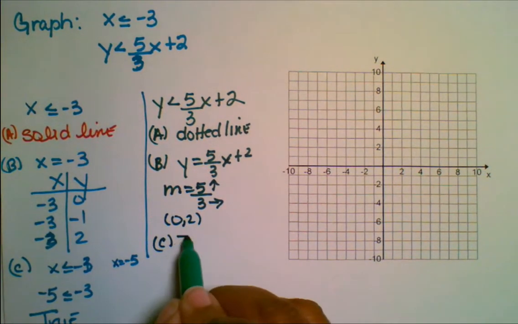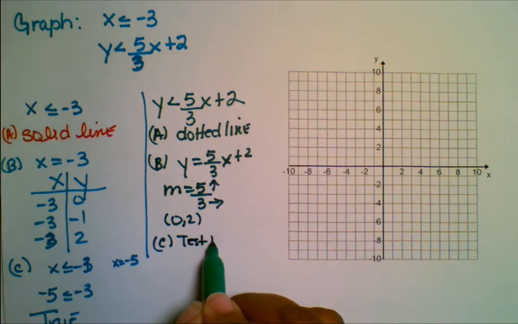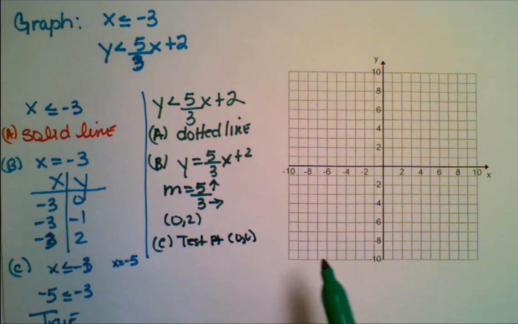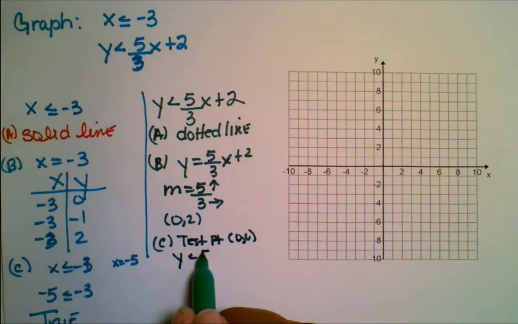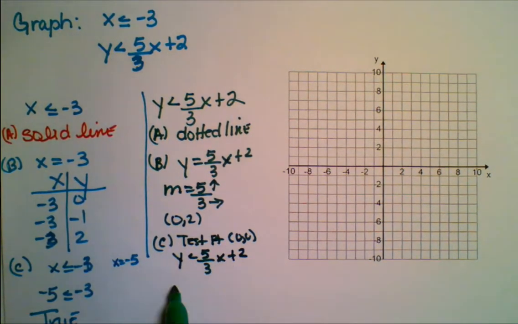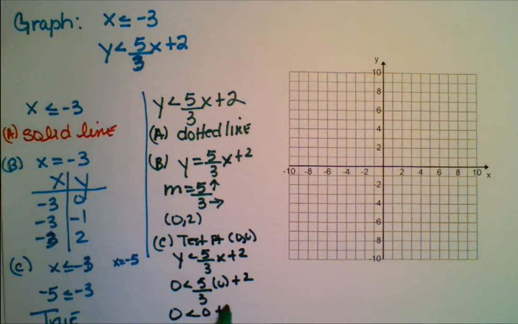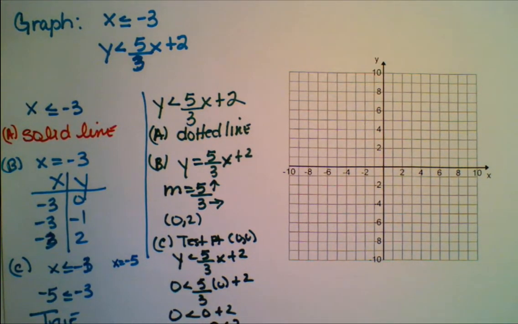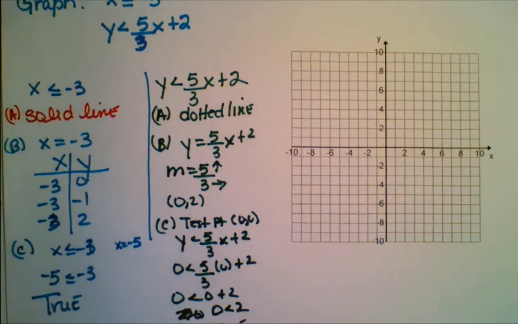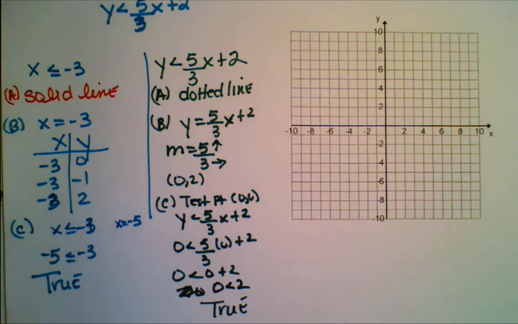And then we're going to use a test point, 0, 0. Go back to the original inequality. Substitute 0 in for x and for y. So it's 0 less than 2. That is true. All right, so we have everything that we need to make these lines.